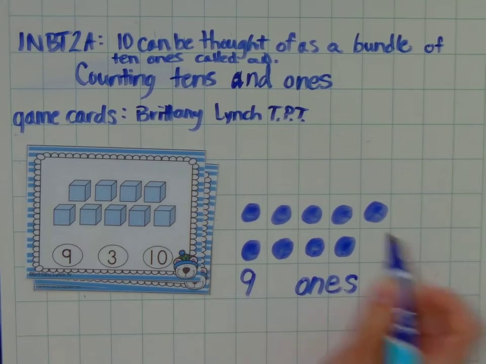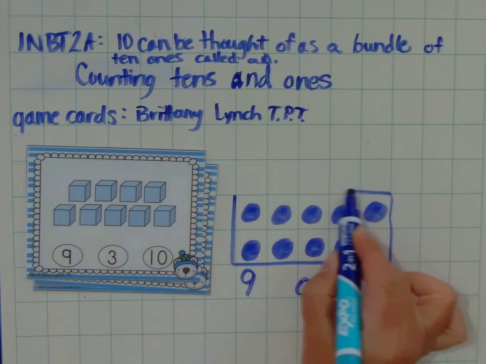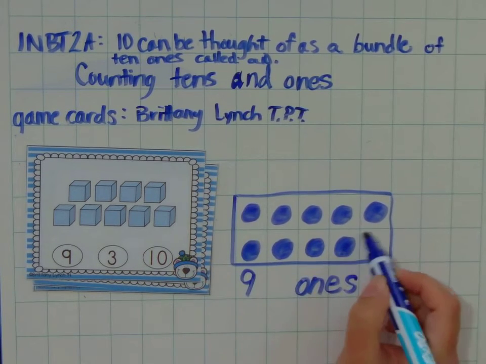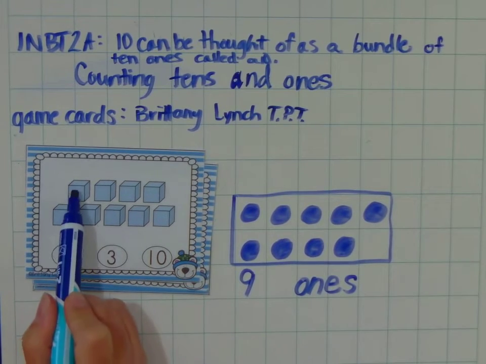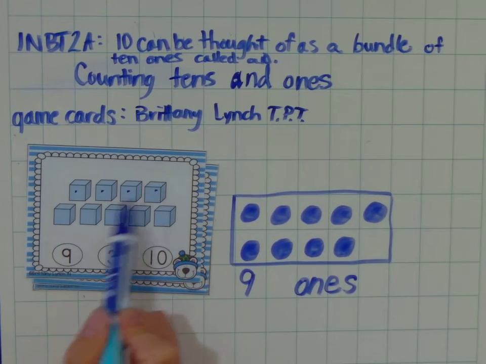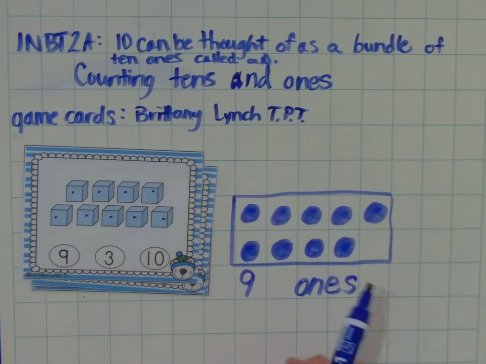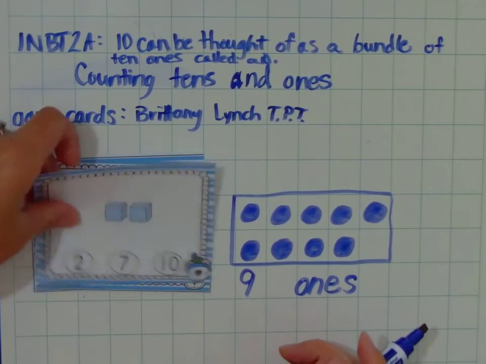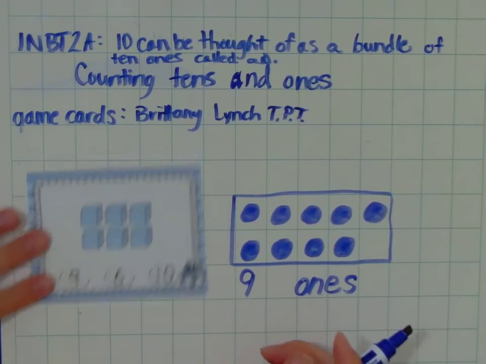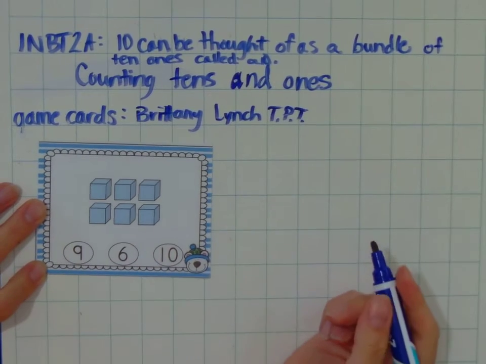9 ones. And if I put a box around this, you can see that I only need one more to get to the number 10. Here I have 9 ones. Count these. 1, 2, 3, 4, 5, 6, 7, 8, 9. 9 ones. And one more. How many do you think are there?